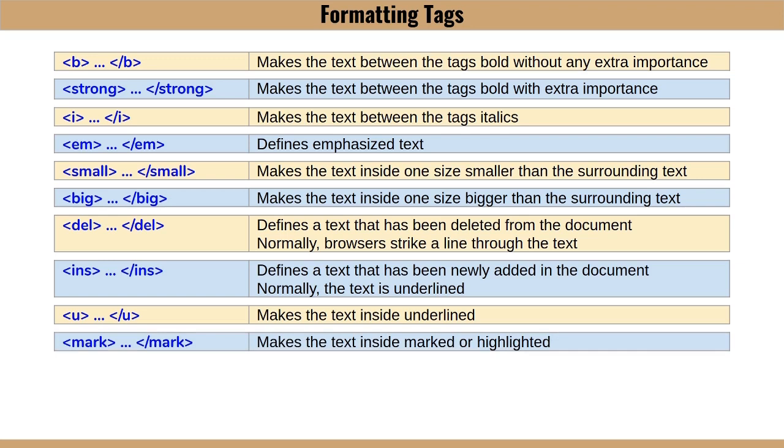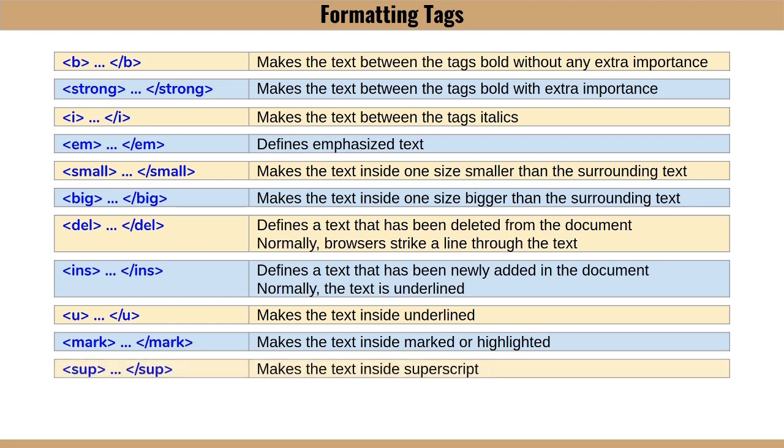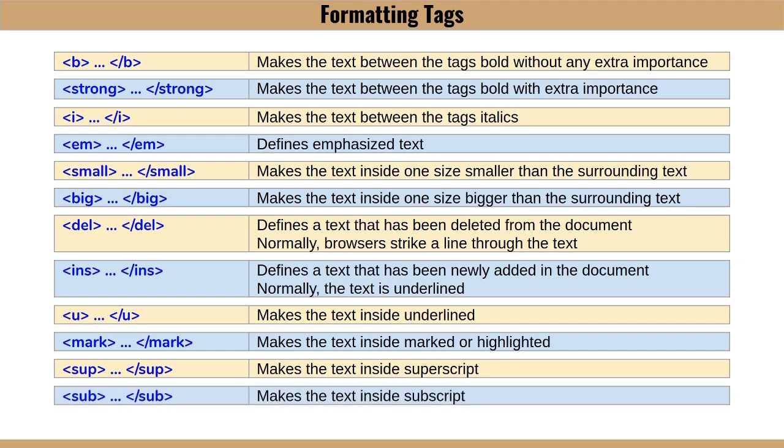And the next one is mark tag. This makes the text inside marked or highlighted. You have seen that a yellow color was around the text for which you have put the mark tag. And the next tag was sup tag, SUP tag, that is used for superscript. So makes a text inside SUP as a superscript. And the final tag that we have seen was subscript, SUB tag. This makes the text inside the SUB tag as a subscript.